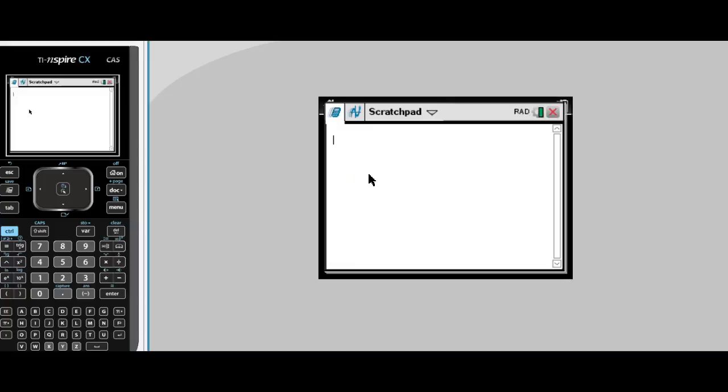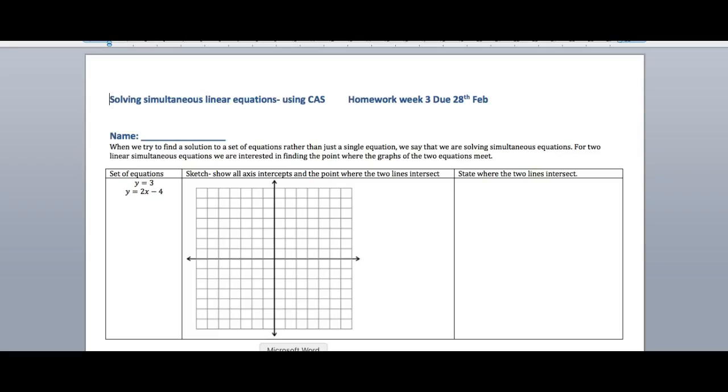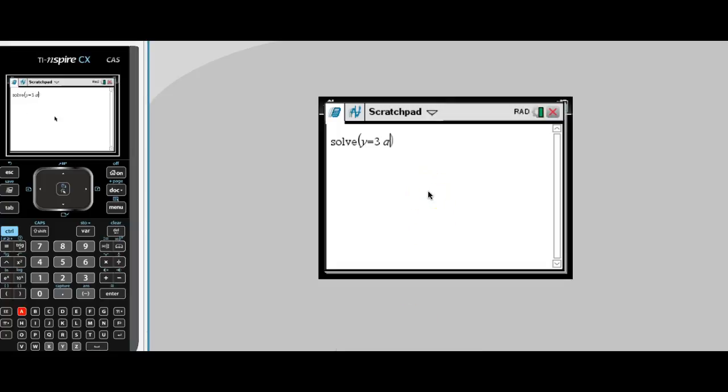So to find out where they intersect, basically we can just solve the set of 2 equations. So the first one was y equals 3, and the second one was y equals 2x minus 4. So we just write the 2 equations like that with "and" in the middle. There are other ways of solving them. I find this the most straightforward way. Here you have x equals 7 on 2 and y equals 3. So that's where they intersect.